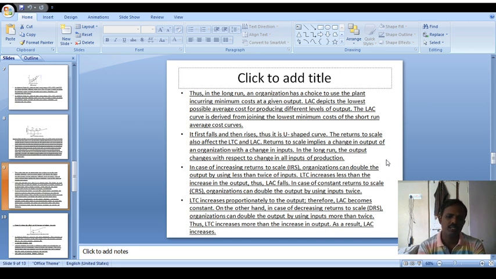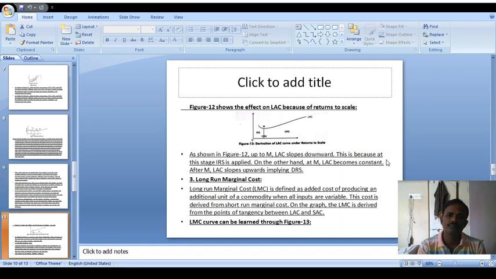On the other hand, in case of decreasing returns to scale, an organization can double the output only by using more than twice the inputs. The LTC increases more than the increase in output. As a result, LAC increases. This shows the effect on LAC because of returns to scale. So it clearly shows that initially there are increasing, then constant, then decreasing returns to scale.